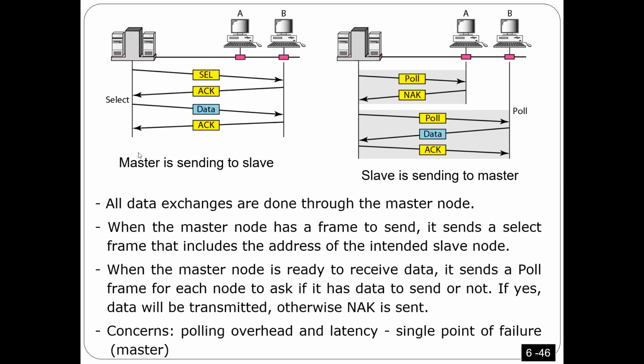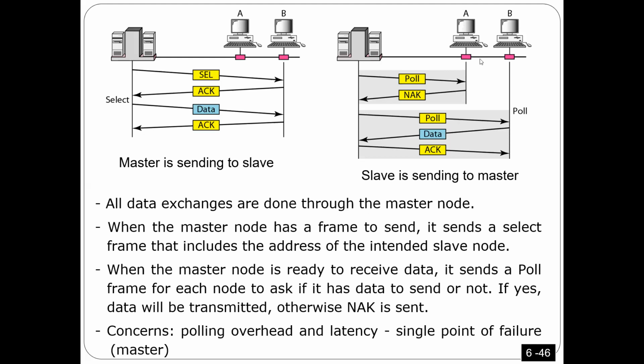First of all, the master node is going to transmit. For example, here the master node wants to transmit to computer B. First of all, it has to send a message called selection. Using this message, I'm telling B, I want to transmit data to you. Are you ready? Then B is going to reply with an acknowledgement: yes, I'm ready, please go ahead and send your data. Then I'm going to send the data, and then you send an acknowledgement. This is how it works.